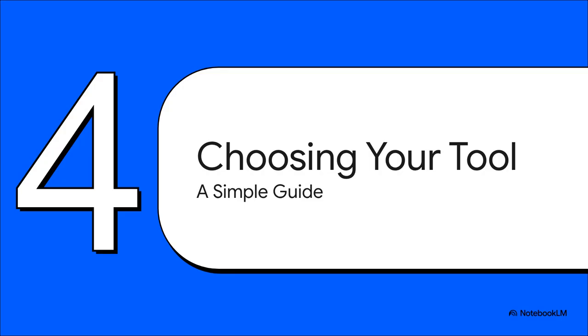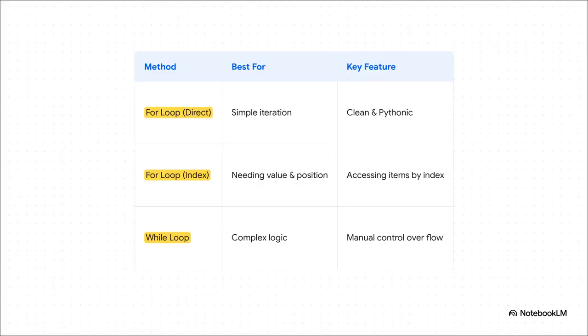Phew, okay, we've covered all 3 methods. Now for what might be the most important part. How do you choose the right tool for the right job? Let's put it all together in a super simple guide. And here it is, your tuple looping cheat sheet. It really just boils down to this. If you just need the items themselves, use the direct for loop. It's clean and simple. If you need both the item and its position, switch to the for loop with an index. And for those rare, really complex situations where you need to be in total control, the while loop is what you want.